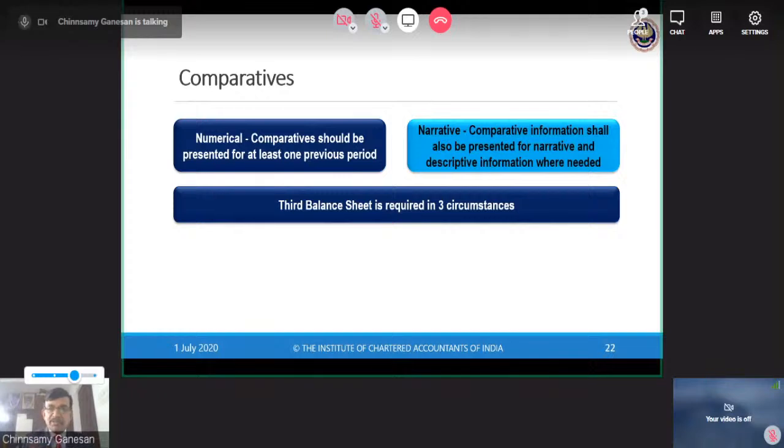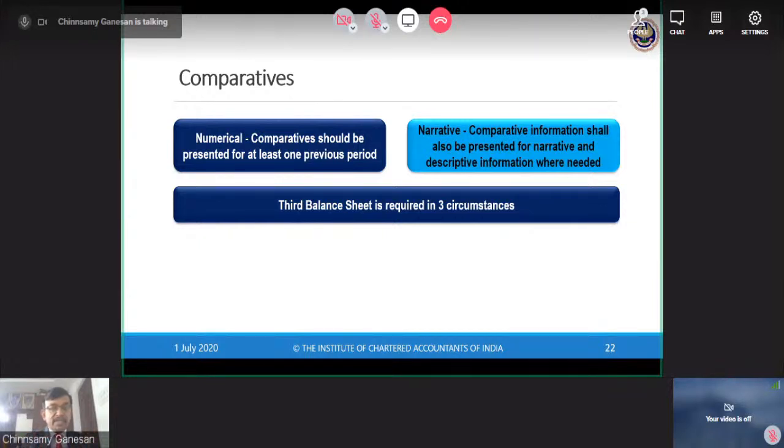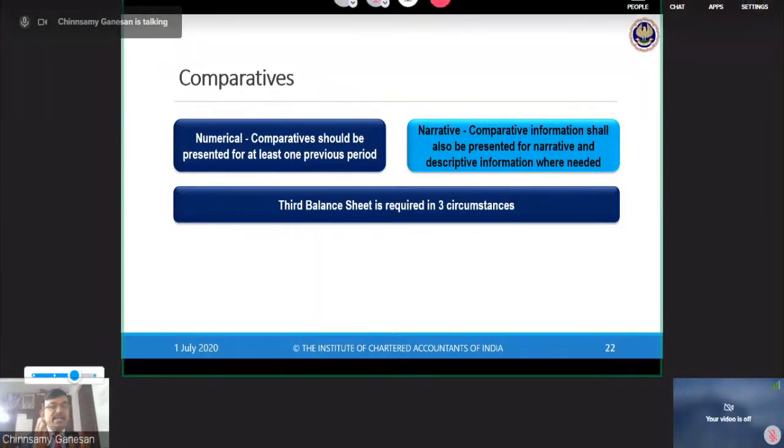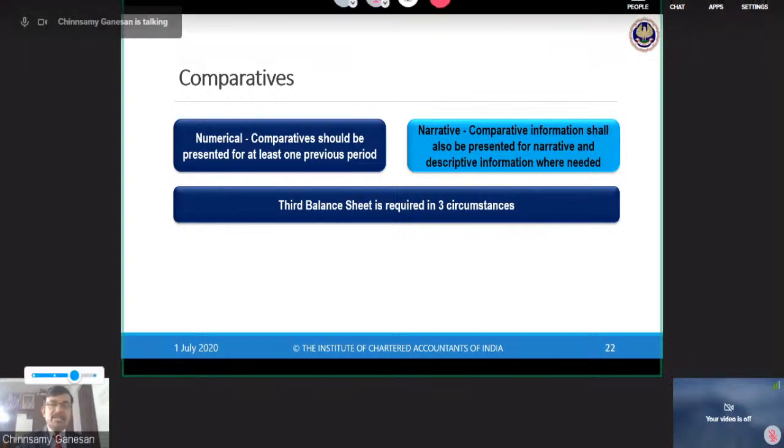Please understand, I am talking about the third balance sheet alone. Even though we have components of statement of profit and loss, statement of cash flows, statement of changes in equity, we are not talking about giving a third comparative for those statements. Only in the balance sheet it is made mandatory to give in 3 circumstances. Out of the 3 circumstances, you will understand that one of the circumstances is change in accounting policy, and the second is if there is an error in the previous year which you are correcting.